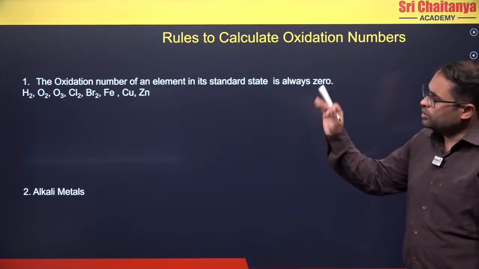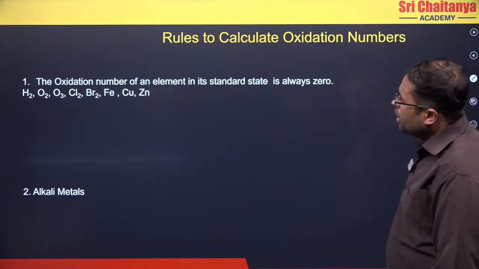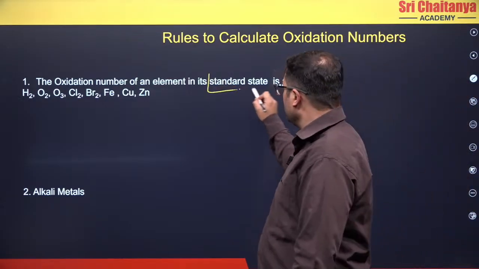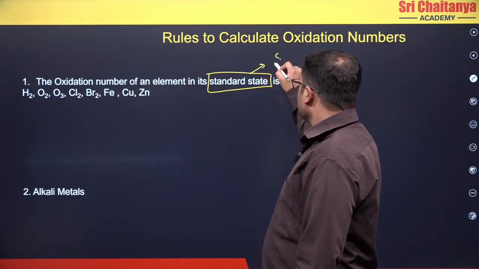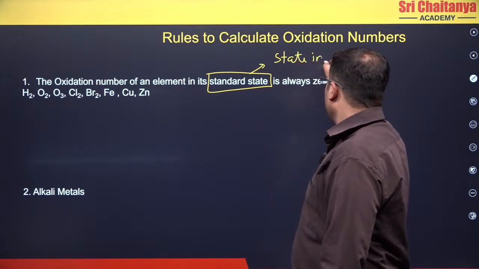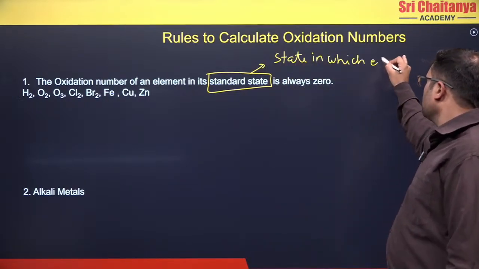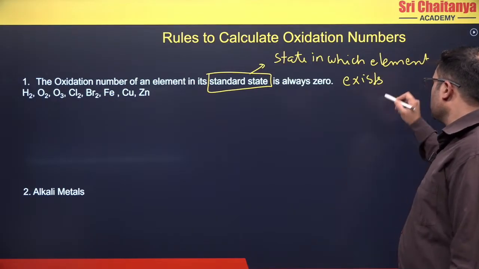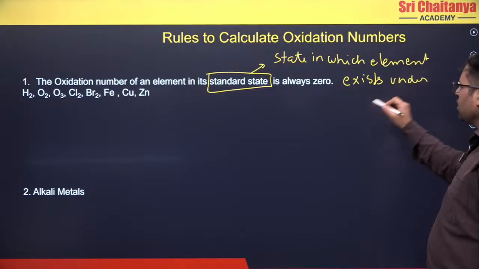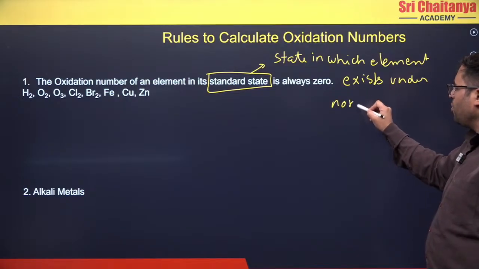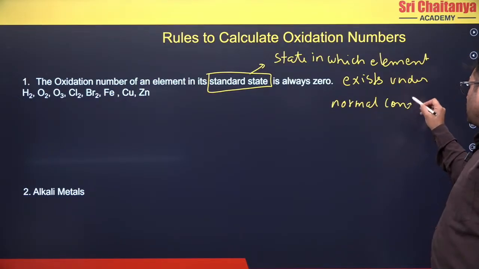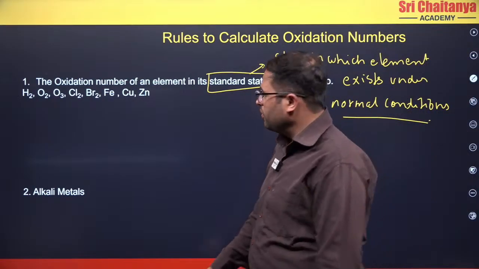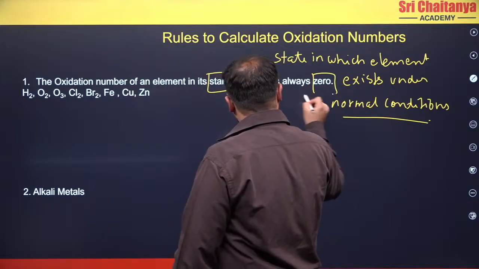Now the rules, right? Rules. The oxidation number of an element in its standard state is always 0. What is this standard state? It is the state in which the element exists under normal conditions. Under normal conditions, whatever it is there, for that the oxidation state is 0.